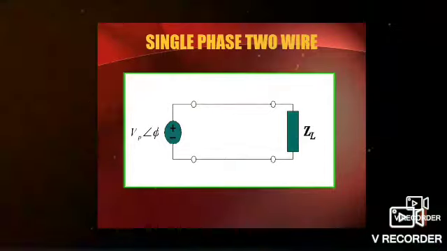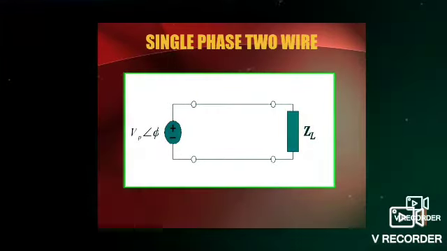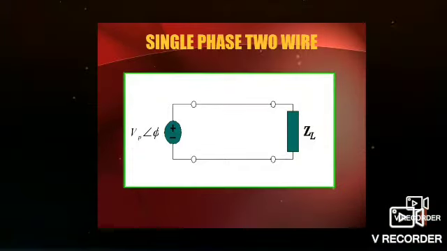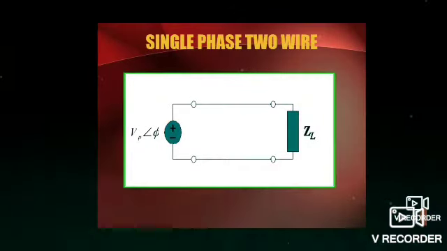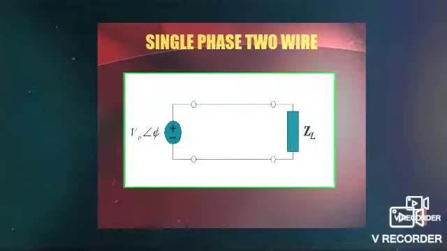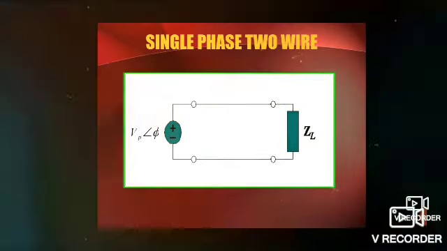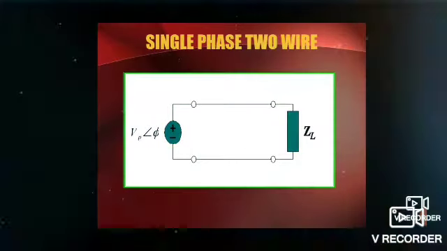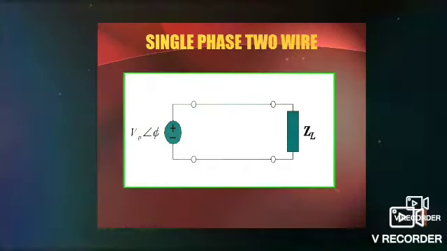First we should see single phase two wire system. It consists of a single phase and a neutral. It consists of two wires. One is phase wire, another one is neutral wire. It has a voltage of Vp and phase angle of phi. The voltage magnitude is Vp and the phase angle is phi. It is generated by a generator. And there will be a load. It has an impedance of ZL.